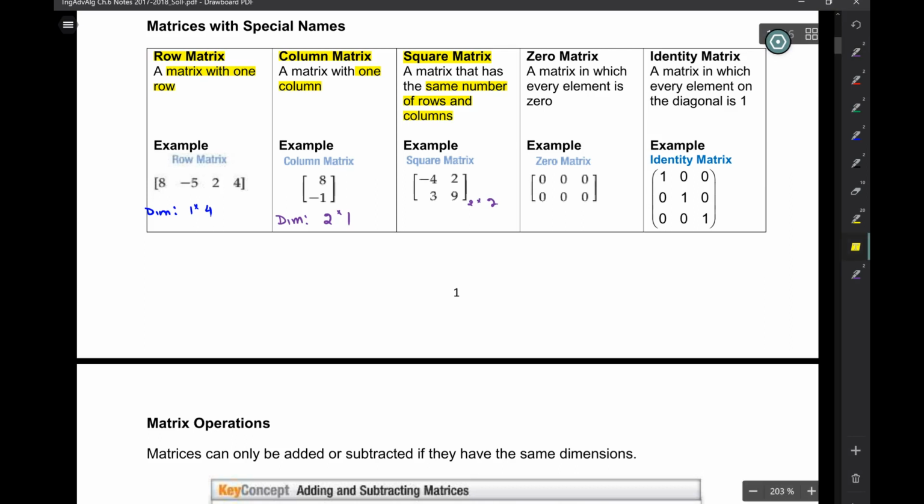A zero matrix can have any size. It's just a matrix in which every element is 0. Okay? Just for fun, what are the dimensions of this one?